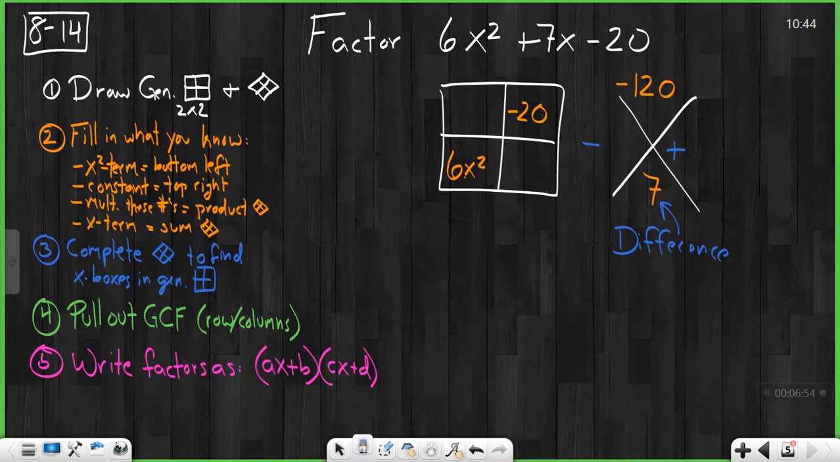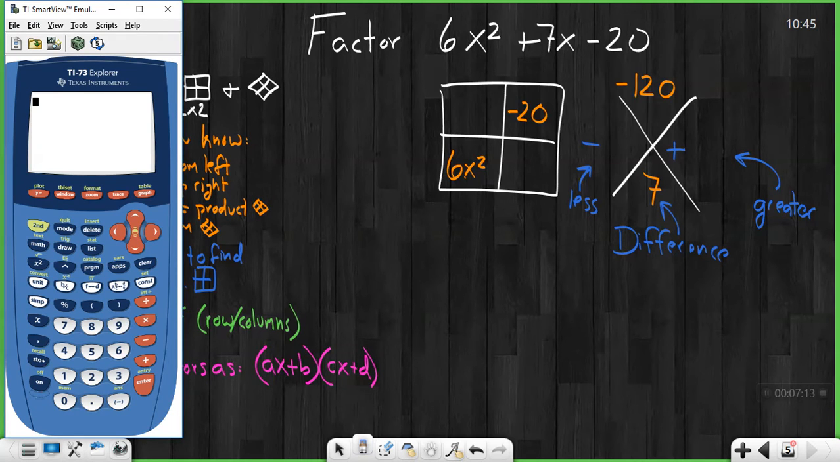And I know that this number here on the right, the positive number, is greater. How do I know that? That's because there are 7 positives left over. That means there's 7 more positives in these two numbers than negatives. With that information, I can go to my calculator, and I can simply type in my product of 120 and hit divide by 1 and hit enter. All right, and notice what I see there.